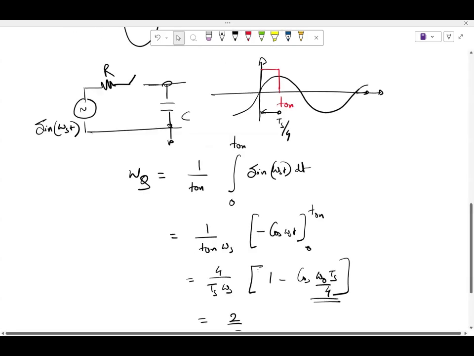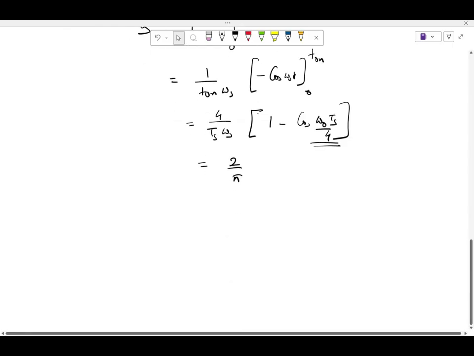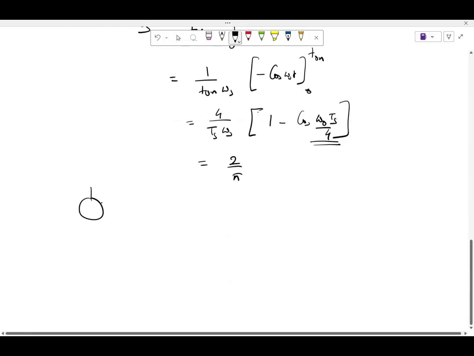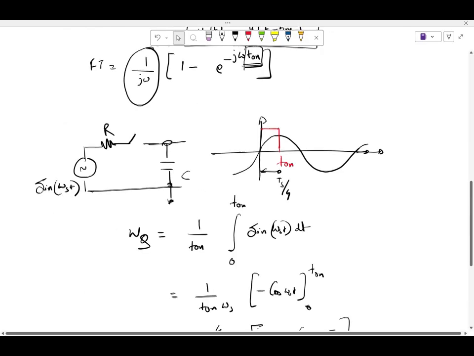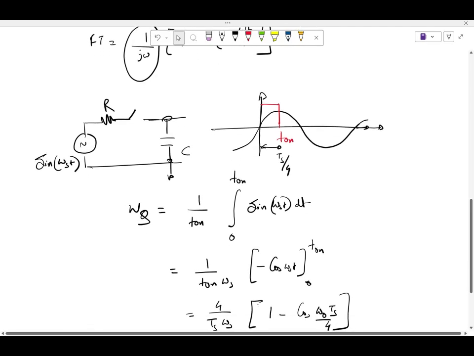Okay. Similarly, if I apply a cosinusoid, and I observe the voltage, what should I get? Without even doing the math, you should be able to tell me. It's the same thing, right? Because cosinusoid, I'll be.